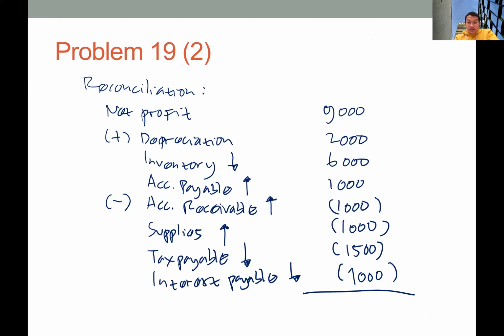Okay, so hopefully we will get the same balance as the previous one. So previous one we get 13,500. Hopefully in this one we also get 13,500. Otherwise we make some mistake.